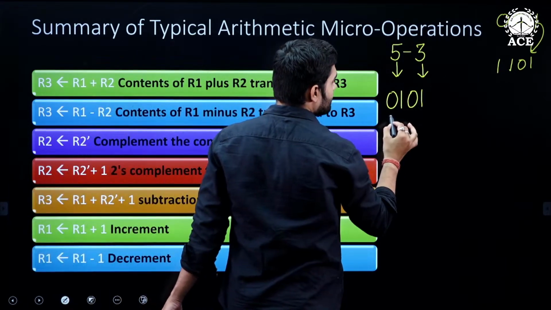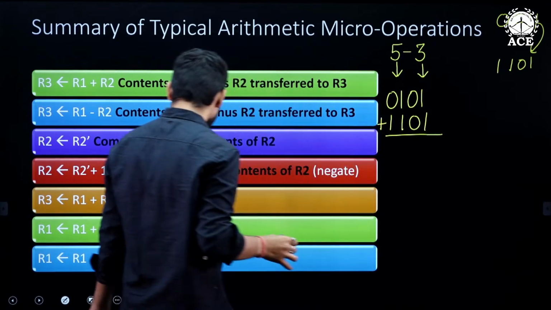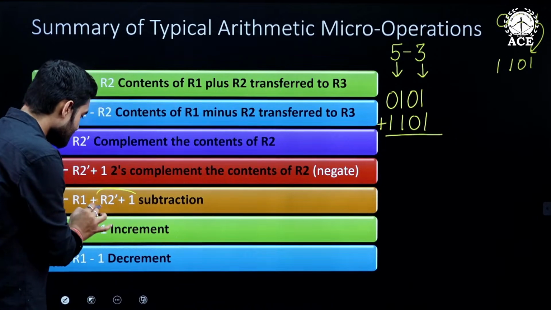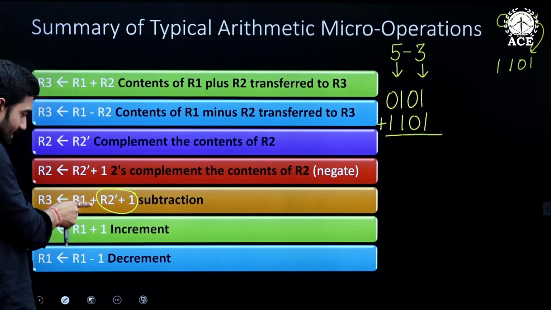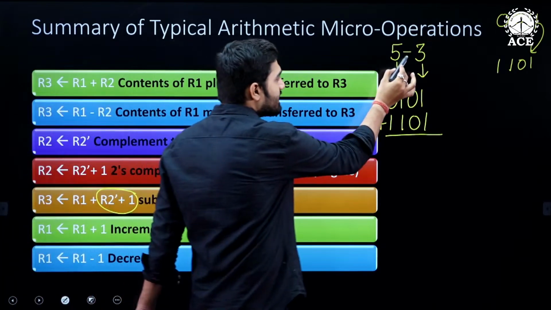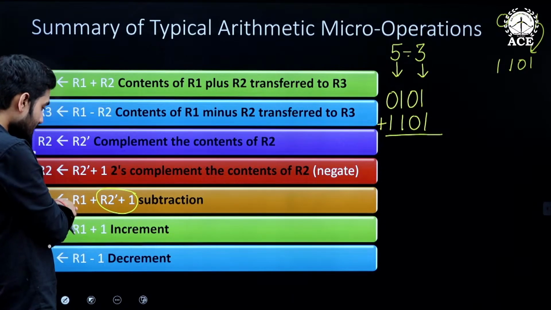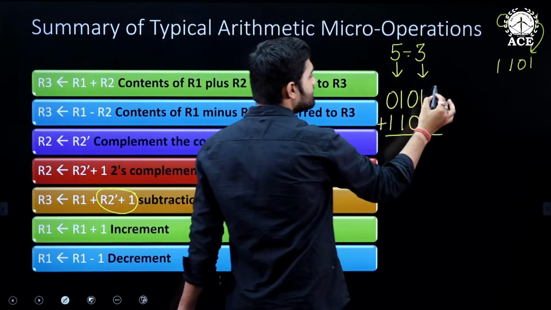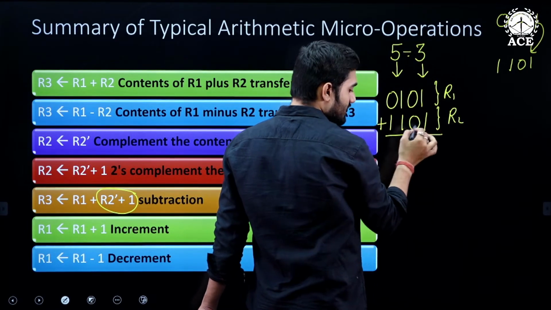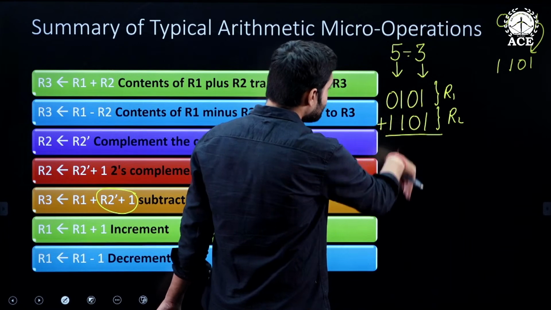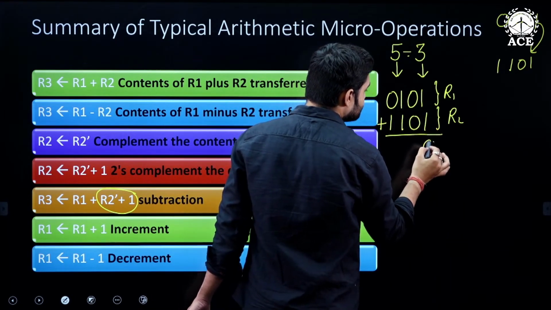Minus 3, how can I write? 1, 1, 0, 1. Add it. See this person, who is he? 2's complement. I'm doing what? Adding. What was my operation? Subtracting. But what I am doing here? Adding what? The content of R1. Let us say this is my R1. This is my R2. R2 content is this, R1 content is this. Now let me add it. What I am getting? See, 1, 1, 1, 1, 1, 1, 0.